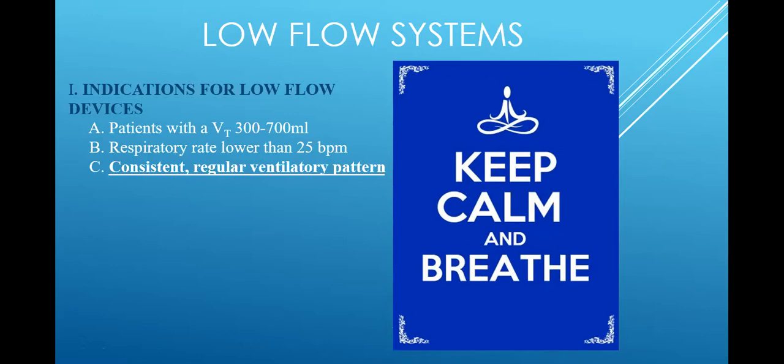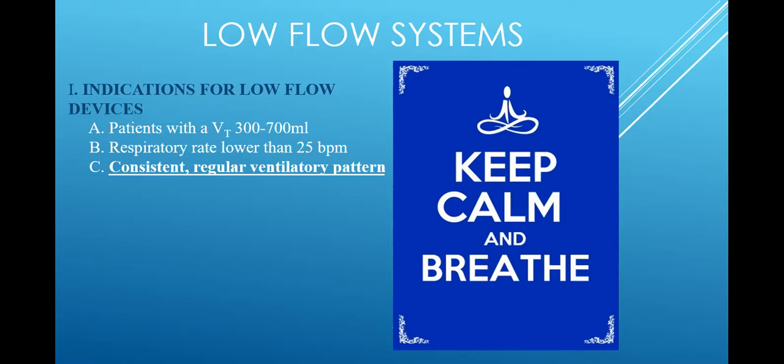Patients with a tidal volume of 300 to 700, respiratory rate lower than 25, and a consistent regular ventilatory pattern. These are the three indications for a low flow device. A patient must have a respiratory rate of 25 or less, a consistent regular ventilatory pattern. That's very important. And the tidal volume should range around 300 to 700.